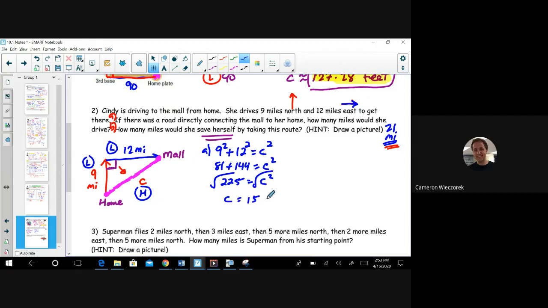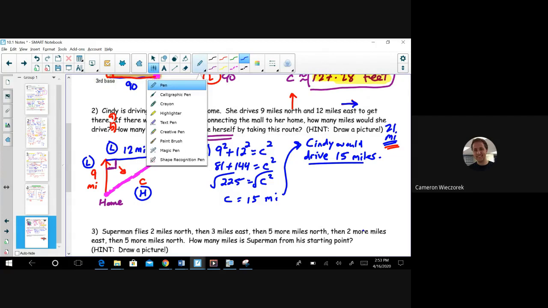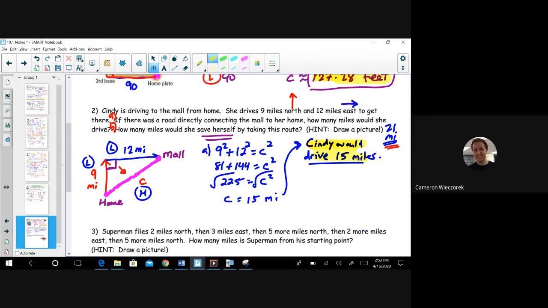And so I get 15 miles. Okay, so to answer part A, Cindy would drive 15 miles. So that's the answer to part A that I labeled. That just tells you how long that new road is.